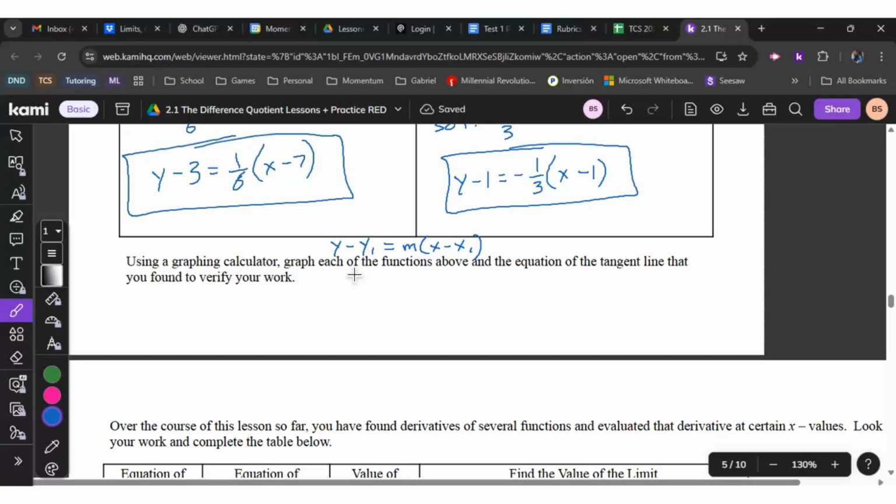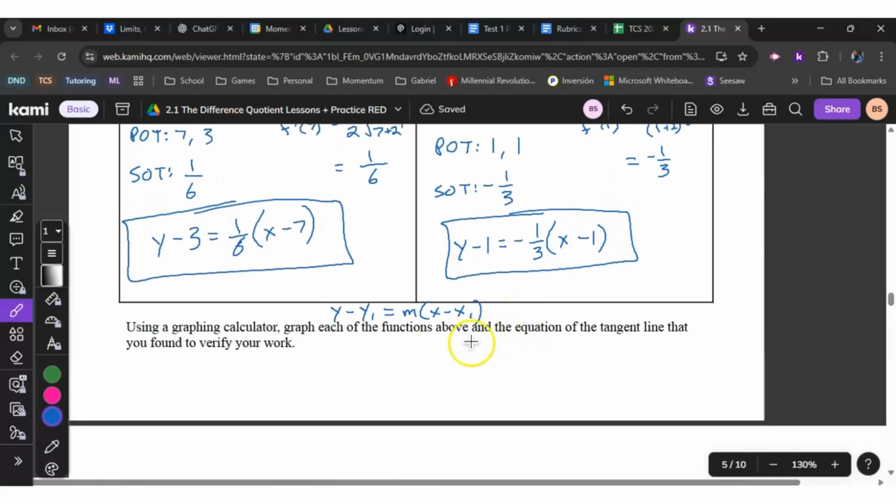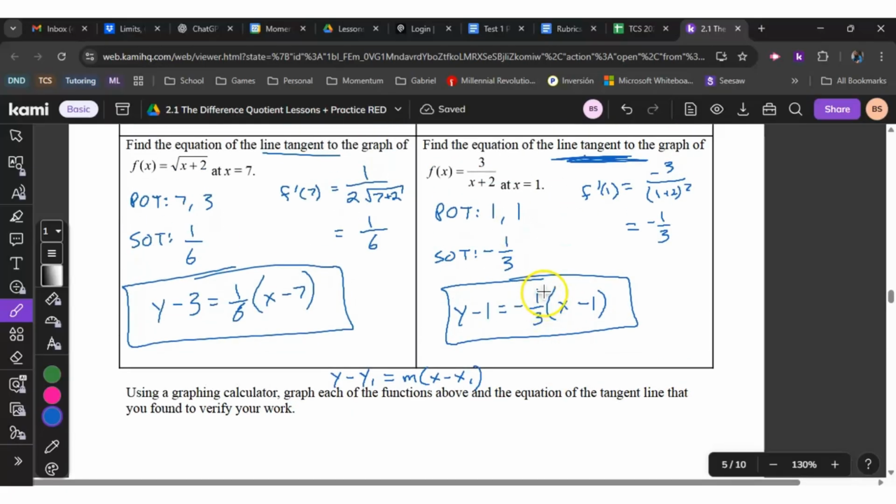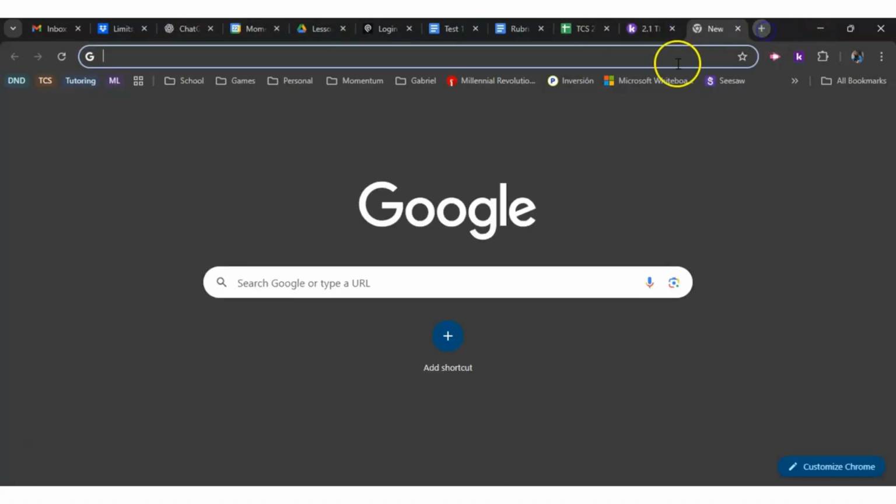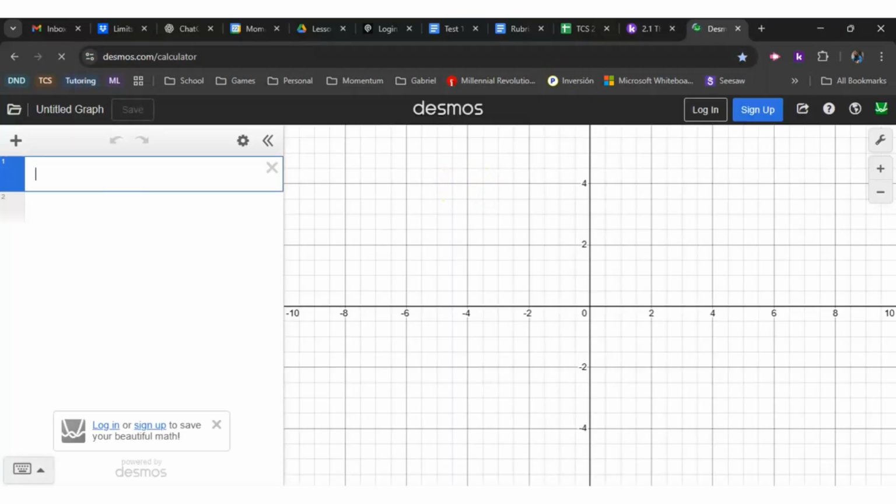Guys, I'm not going to use the graphing calculator right now. I can help you with it later if you want. But basically, you can use the graphing calculator. Graph each of the functions above in the equation of the tangent line to verify you found your work. I mean, I can do one, I guess, if you want. All right, let's do one of them. Oh, I don't have Desmos open. I gotta open it. We'll do one of them quick. I won't do both, but we'll do one.